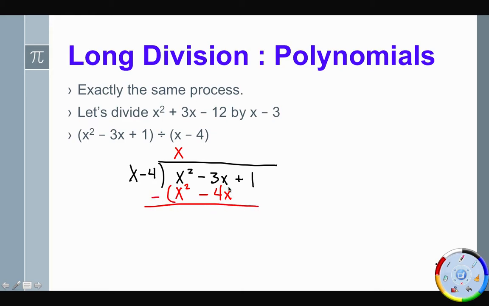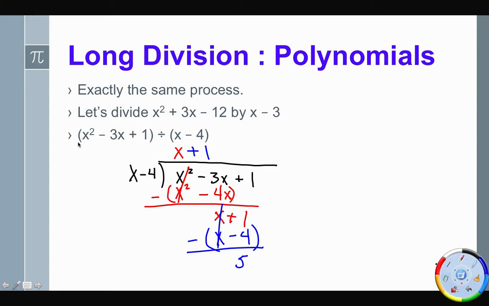I subtract. Sorry about the bell. X squared minus x squared is 0. Negative 3x minus a negative 4x is a positive 1x. And I bring down the plus 1. Then I go into step 2. I say, how many times does x go into x? It goes in there 1 time, which I just multiply this by 1, so I get x minus 4. And I'm going to subtract. X minus x is 0, and 1 minus a negative 4 is a 5.